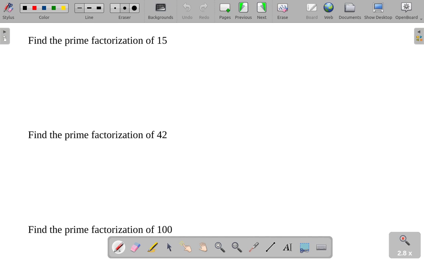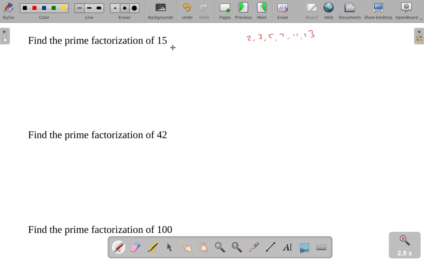Alright, so finding the prime factorization of a number. I talked about this a little bit already, but we'll do some more exercises here because we need to be able to find the prime factorization fairly easily in order to be able to add and subtract fractions. To find the prime factorization of 15, I'm going to look through my list of prime numbers. 11, 13, that's generally high enough, so that's what I'm going to look through.